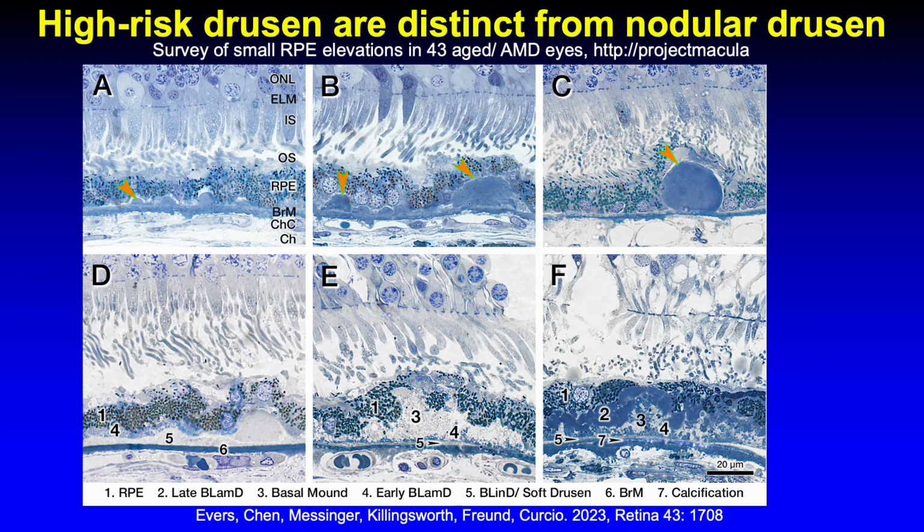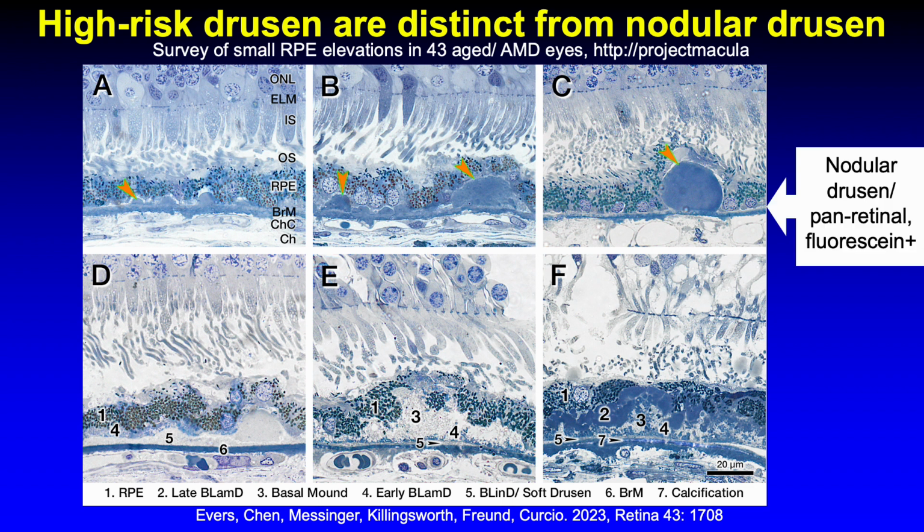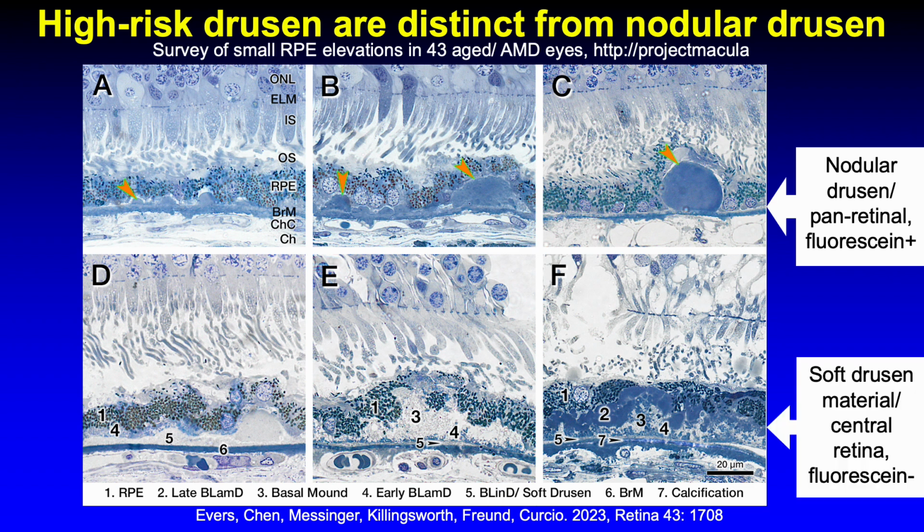We differentiated among all the small RPE elevations in our online repository. The top row shows nodular drusen of different sizes. These are panretinal and they take up fluorescein, as shown by other studies. The bottom row shows soft drusen in panel D and basal mounds in panels E and F.